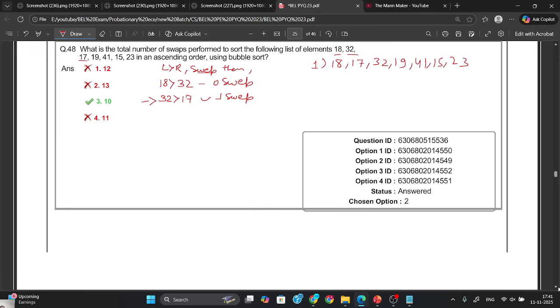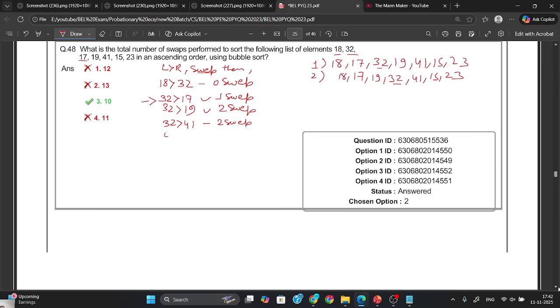Then again we compare the next pair, 32 and 19. The condition is satisfied, so we do the second swap. After the second swap, it will be 18, 17, then 19 comes to this side and 32 goes that side: 32, 41, 15 and 23. Now we compare 32 and 41. Is 32 greater than 41? No, so no need to swap. We are still at the second swap.